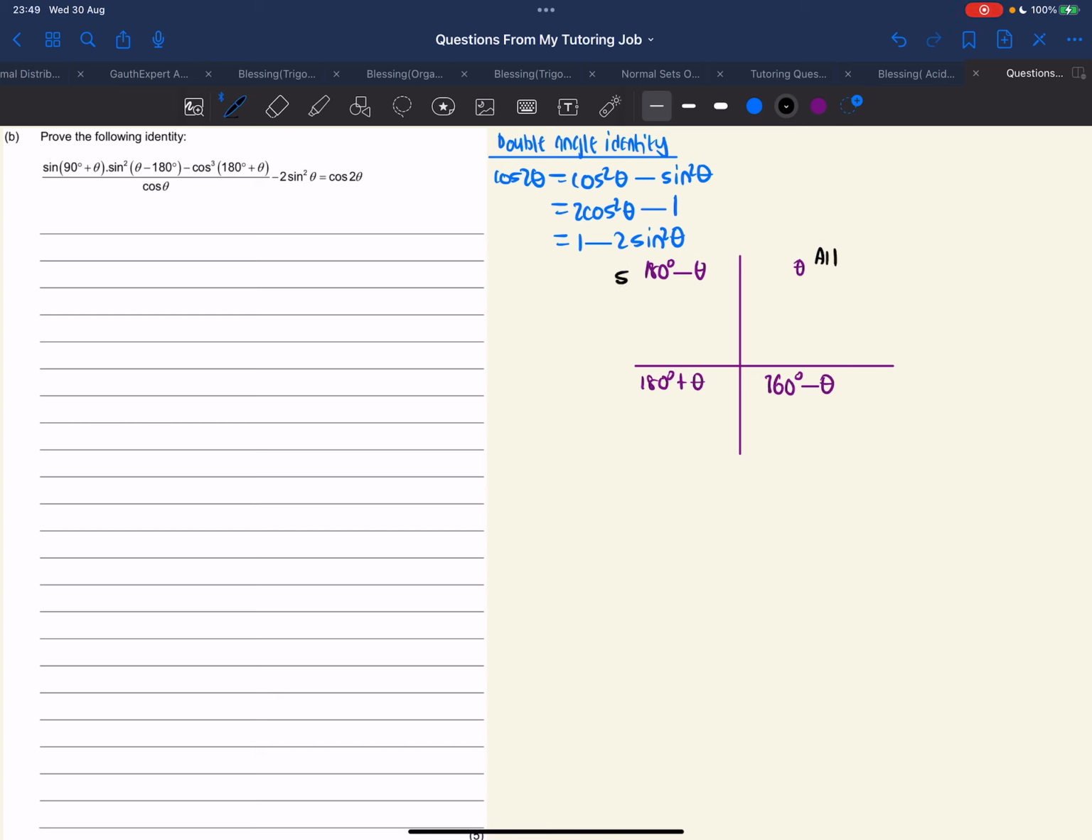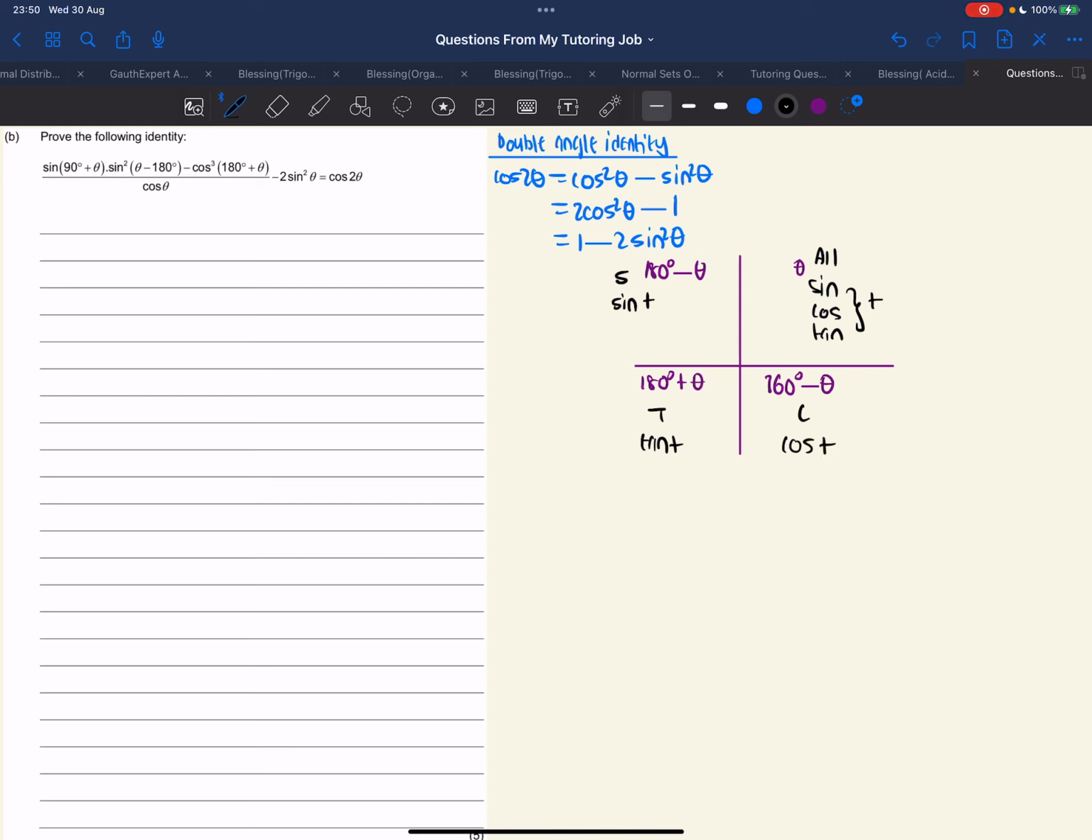Now remember that in this quadrant, it's all students take computers, meaning that sine, cos and tan will all be positive. But for the second quadrant, it's only sine that is positive, and the rest of the ratios, cos and tan, will be negative. In this one, it's only tan that is positive, and in that one, it's only cos that is positive.